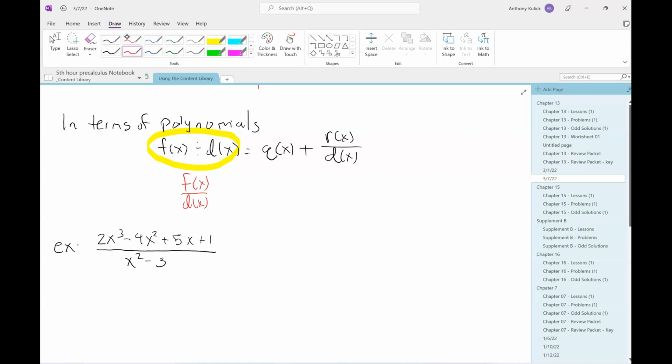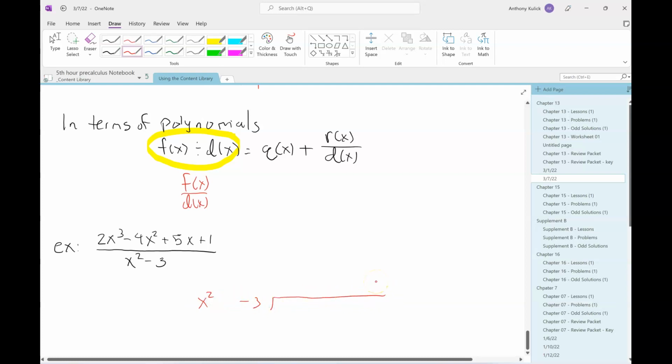Okay, so here's our polynomial division problem. Again, was this something we did last year? Yup. Okay, how do we set this up? Same way we did the long division problem. So what part goes on the outside of the thingy? Okay. And what part goes underneath the thingy? The top part.